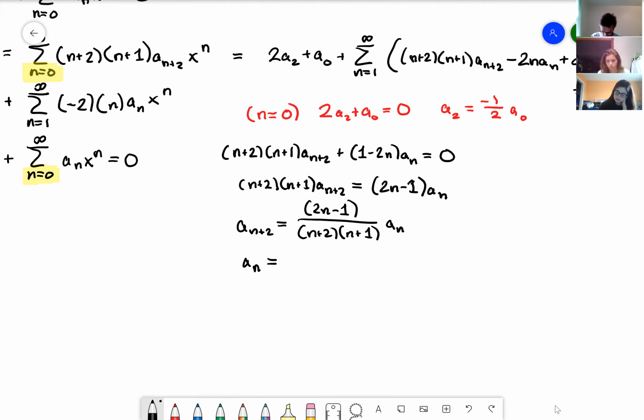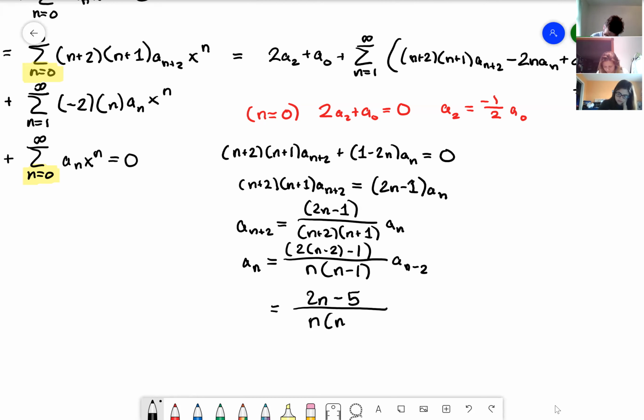Now, what I'm doing is I'm replacing all of the n's with n minus 2. So I get (2(n minus 2) minus 1) over (n plus 2), n minus 2 plus 2, that's n. And this becomes n minus 1, a_{n-2}. And finally, 2n minus 4 minus 1, that's minus 5, over n times (n minus 1), a_{n-2}.